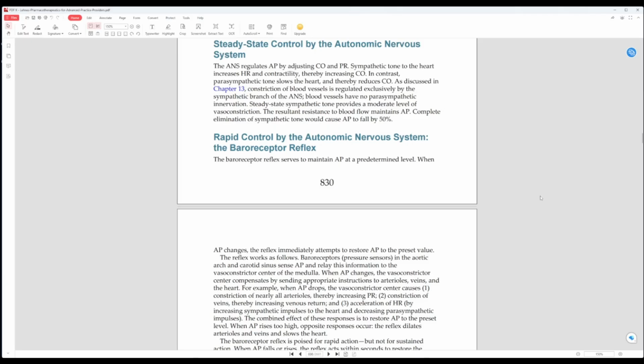As discussed in Chapter 13, constriction of blood vessels is regulated exclusively by the sympathetic branch of the ANS. Blood vessels have no parasympathetic innervation. A steady state sympathetic tone provides a moderate level of vasoconstriction. The resultant resistance to blood flow maintains arterial pressure. Complete elimination of sympathetic tone would cause arterial pressure to fall by up to 50%.